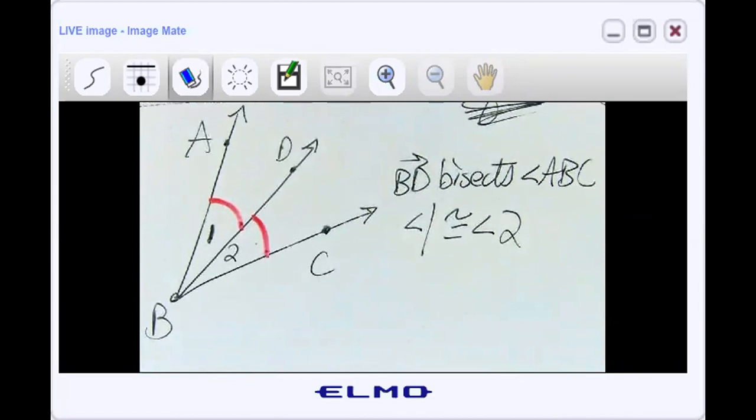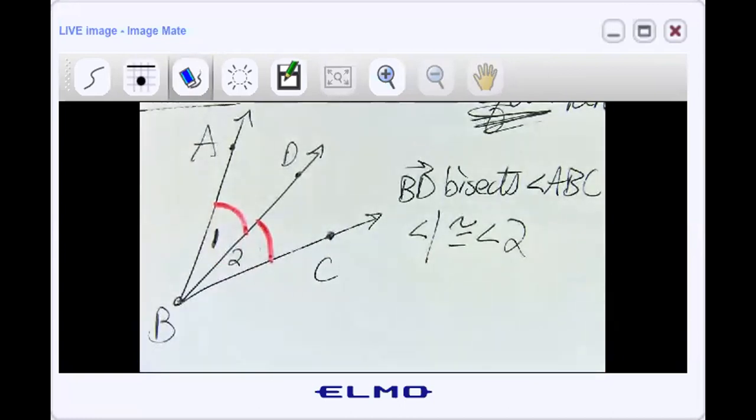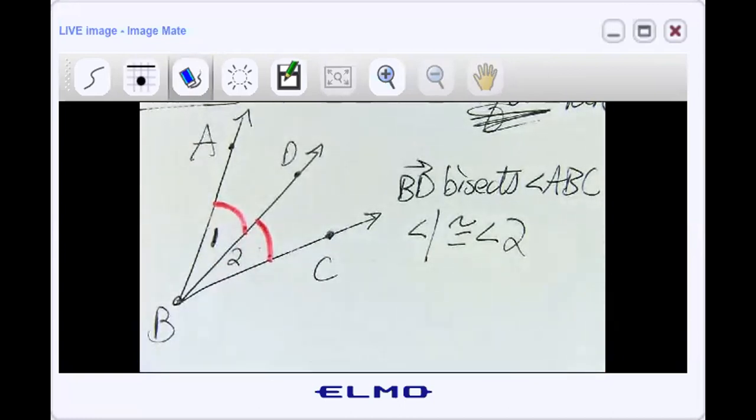All right, let me ask you this question real quick. Feel free to shout out the answer. If angle ABC is 40, what's angle 1? 20. 20, of course. Okay, let's flip it now. Let's pretend that angle 2 is 30. What is angle ABC's measure? 60. That's it. So just be mindful, if you see bisect, you need to know that means it cuts it into two equal parts. Okay, so that's it for the notes, believe it or not.